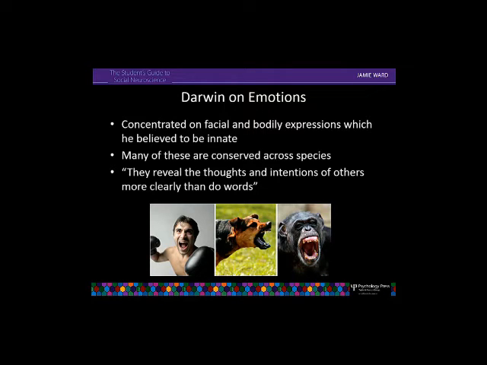So Darwin wrote a whole book on emotions in the 1870s. This was something that he was very interested in from an evolutionary point of view. And he was very interested in the outward expressions of emotions.